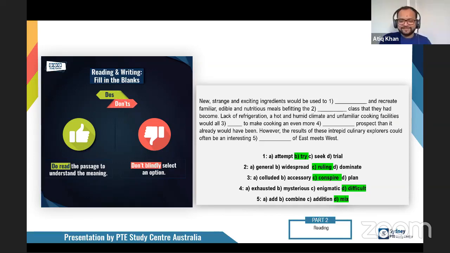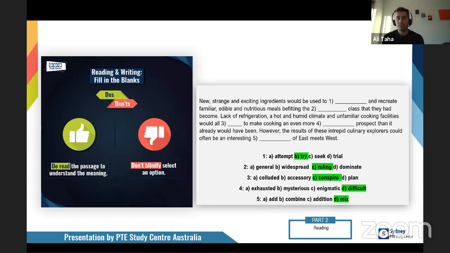All right. So if you do read the passage and understand the meaning, you will be able to get the options right. So for the first one, if you look at the verb recreate, and you are talking about some nutritious meals, you try and recreate.